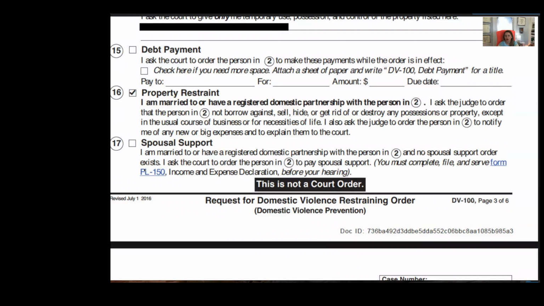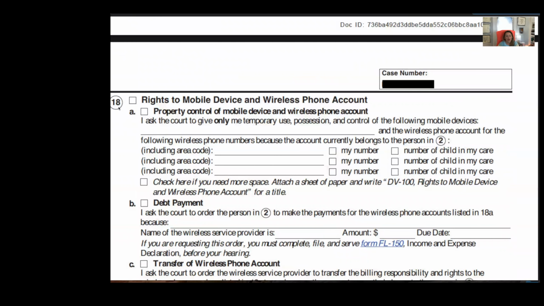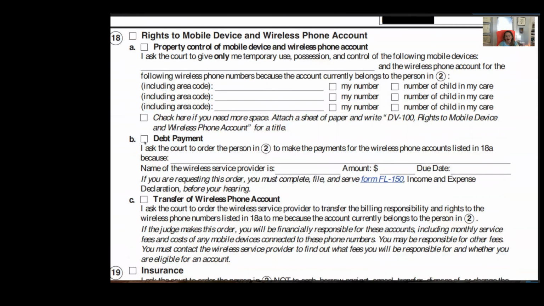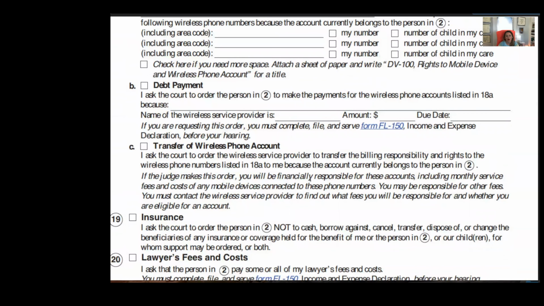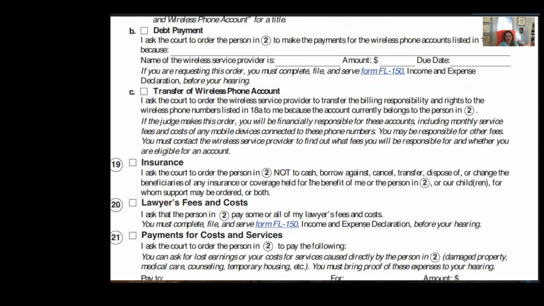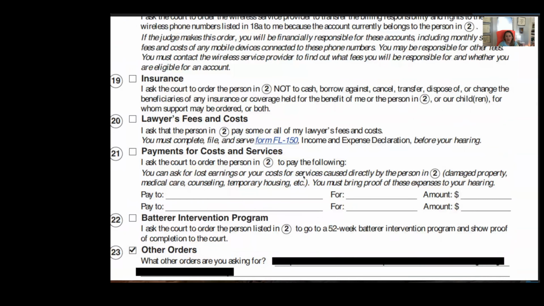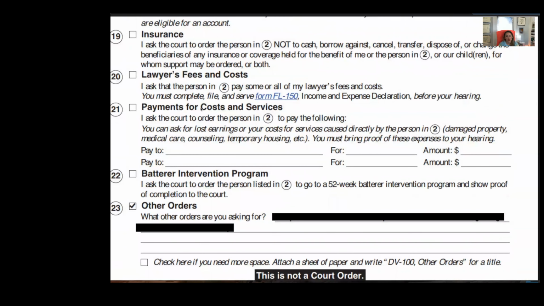You can check off spousal support, and remember, if you're asking for spousal support, to attach FL 150. So number 18, right to mobile device and wireless phone account, if you are still requesting temporary use, possession, and control of the following mobile devices, you list them here. Debt to wireless phone accounts, also in B, or C, transfer wireless phone account. Insurance in number 19, attorney's fees and costs. Remember, if you check it off, attach FL 150. And then payments for costs and services, as the court orders person 2 to pay for the following.